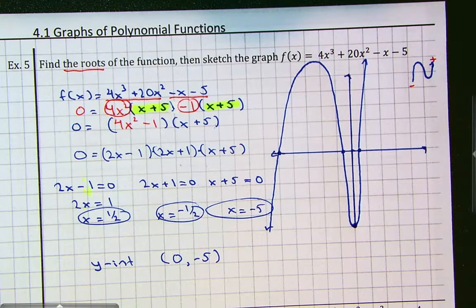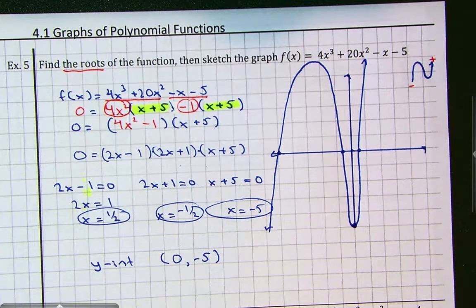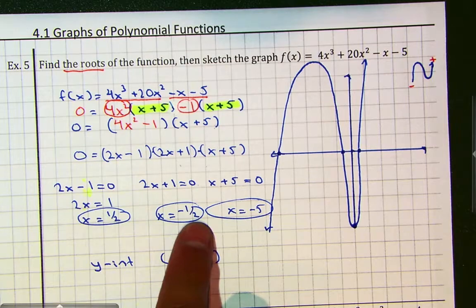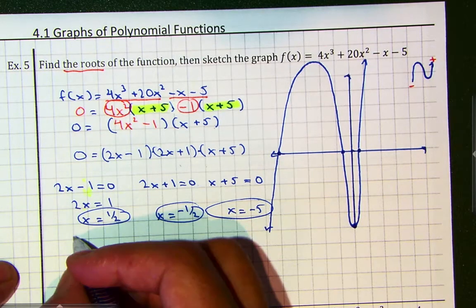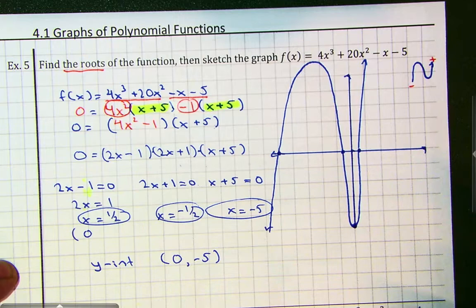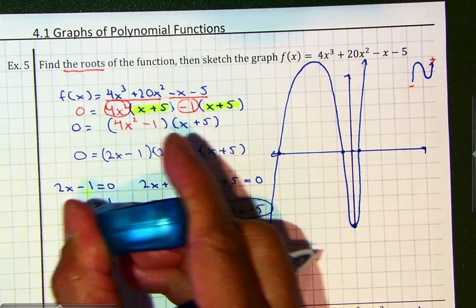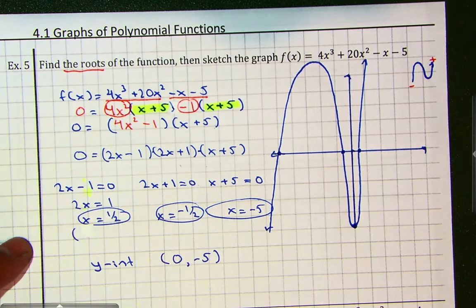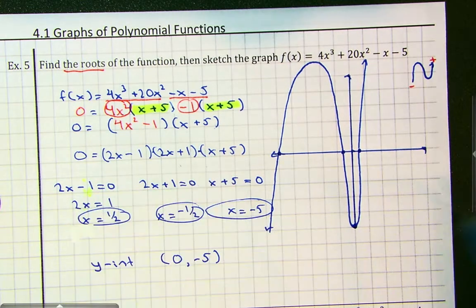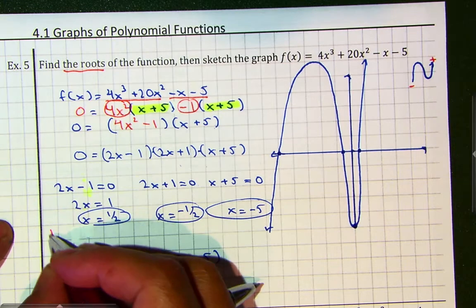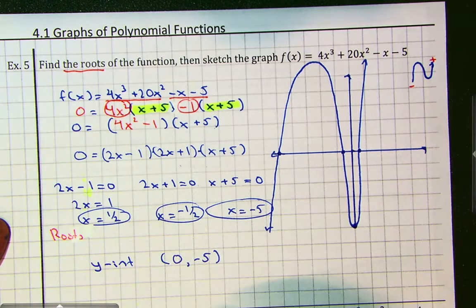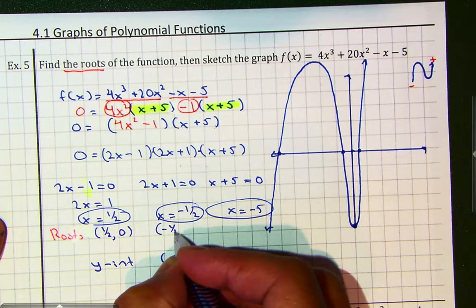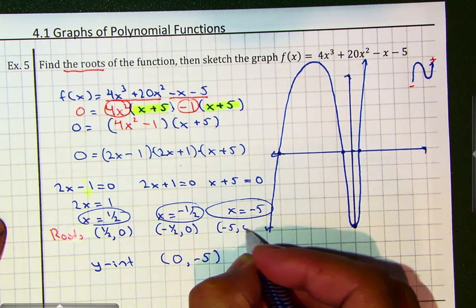And that is a quick sketch. So we found the roots. Sometimes they'll give it to you as x equals, but actually we should write them down as points. So let's just say the roots. We prefer to write them down as points, so it'll be 1/2 comma 0, negative 1/2 comma 0, negative 5 comma 0.